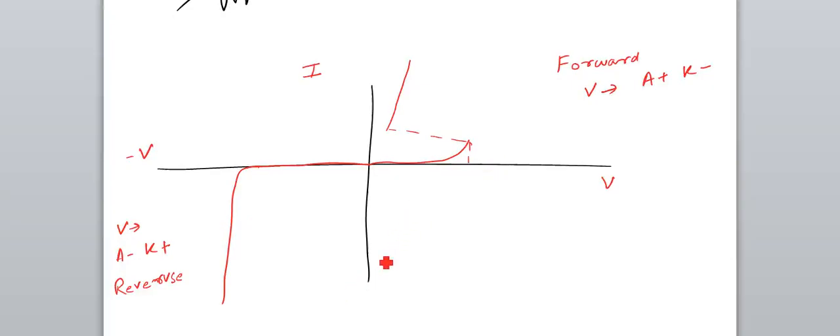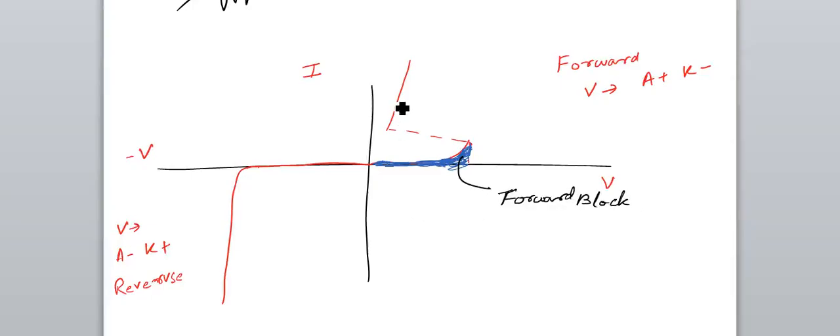Now let us discuss that for the forward zone you have two zones, that is forward blocking mode and forward conduction mode. This zone which you are having here, the downward part, this zone is called forward blocking.